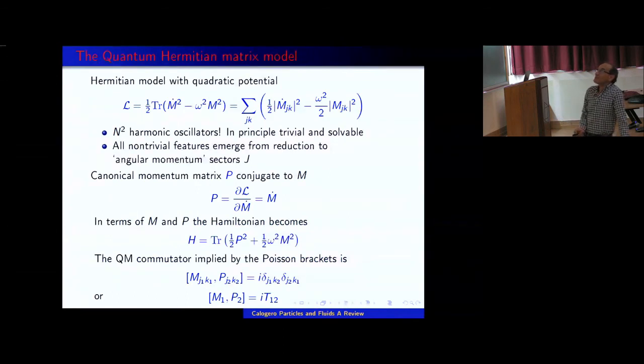Let's go to the quantum Hermitian matrix model. Let's quantize this model. We have 3 minutes, so I think we can do it. First of all, quantizing this model at face value is again almost trivial, because look at it. This is the Lagrangian of this model; I will write it in terms of the matrix elements of M. So it's M_ij dot squared minus omega squared M_ij squared.